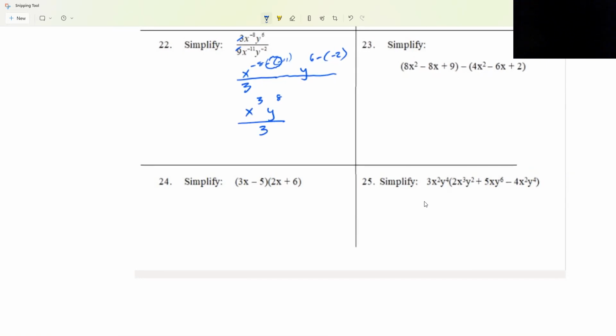If you want to, you can move stuff around and just get rid of the negative exponents to start with, and then, you know, add or cancel, whatever you have to do.